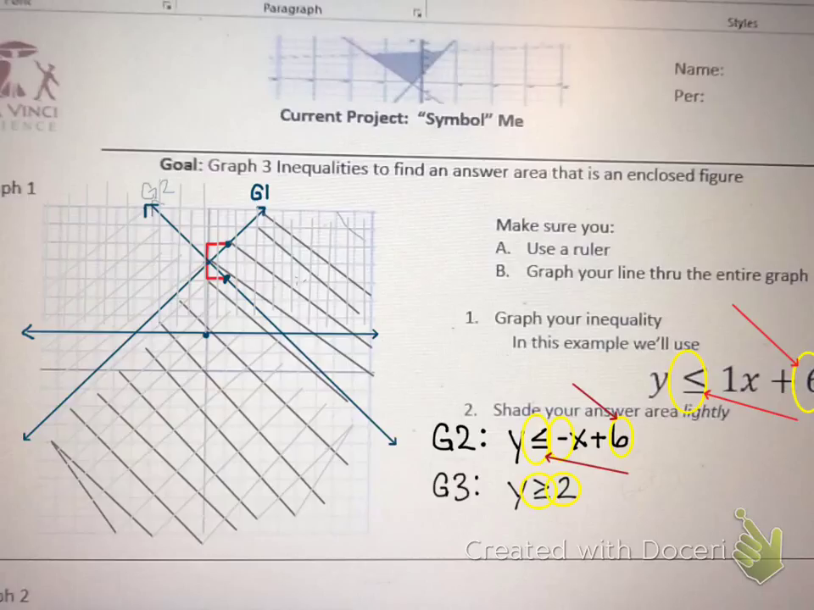Now, it looks like a mess. A hot mess. What we're going to look for is the messiest part. The messiest part with all the intersections is right there in the middle of our graph, that triangle there. So what we do now is shade that even darker than everything else. That is now the figure we create. Those inequalities all together enclose that triangle, and that's what we're going to do in this project.